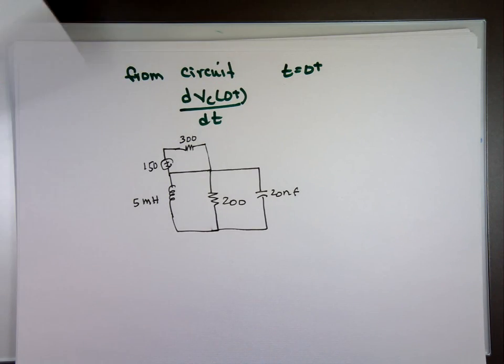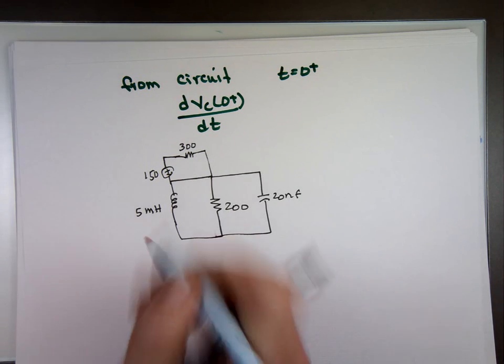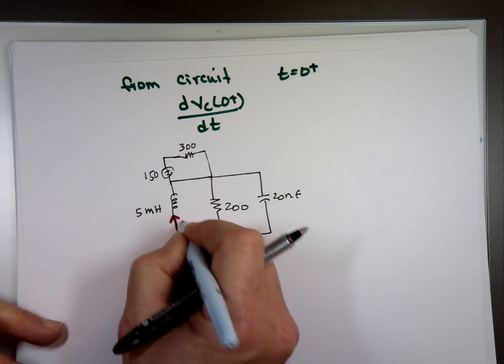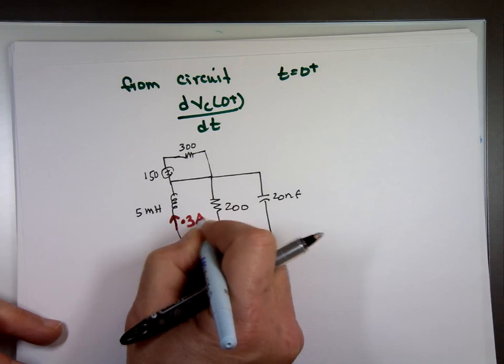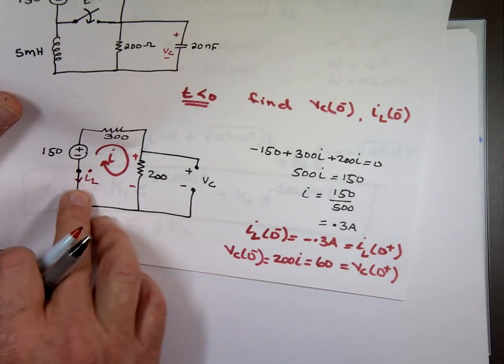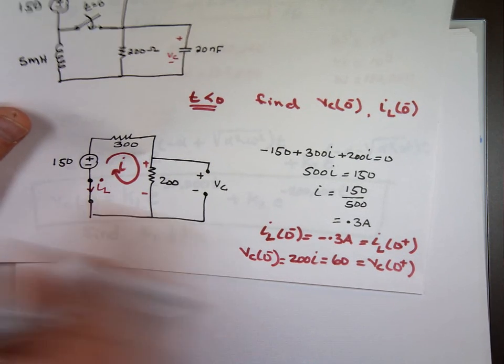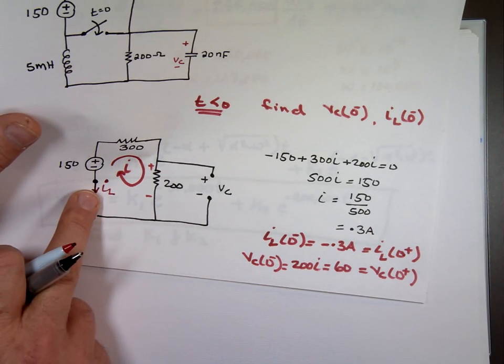Let's see what we know at that time. There was a current going upward, a current going this way of 0.3 amps. Where's that? We did that early, on the first page. The current through the inductor is 0 minus, the same as 0 plus. I had the current coming down of negative 0.3, which means it was going up at 0.3 amps, right here.